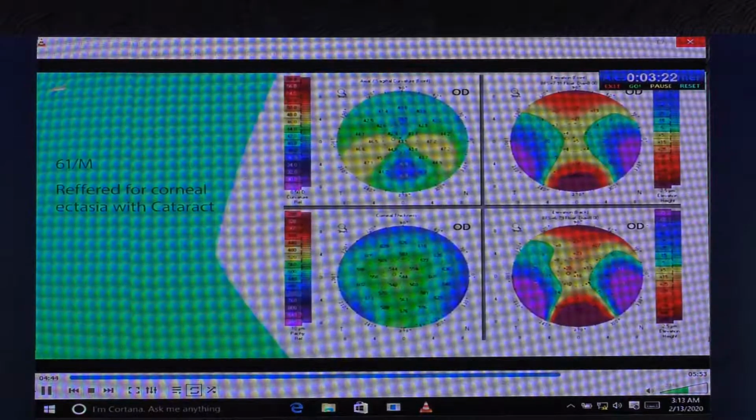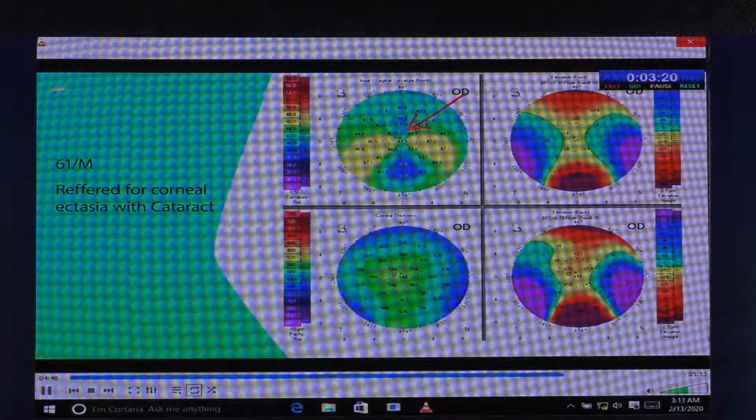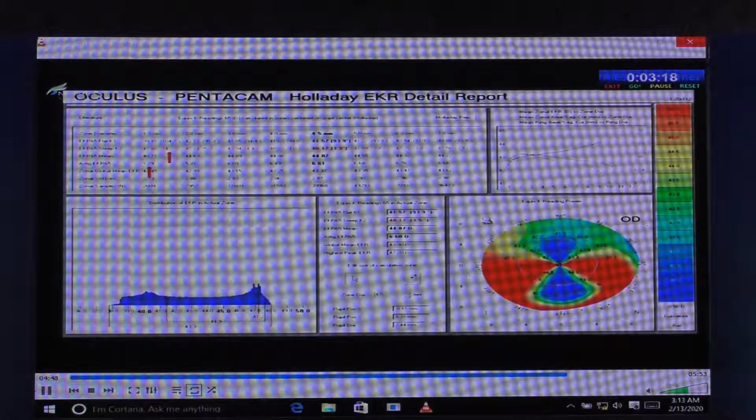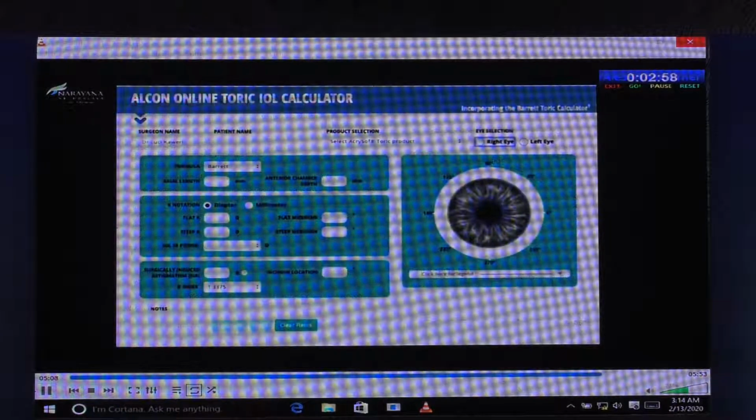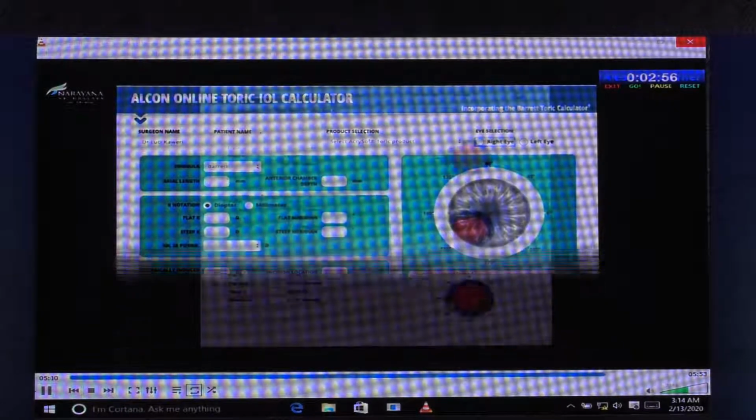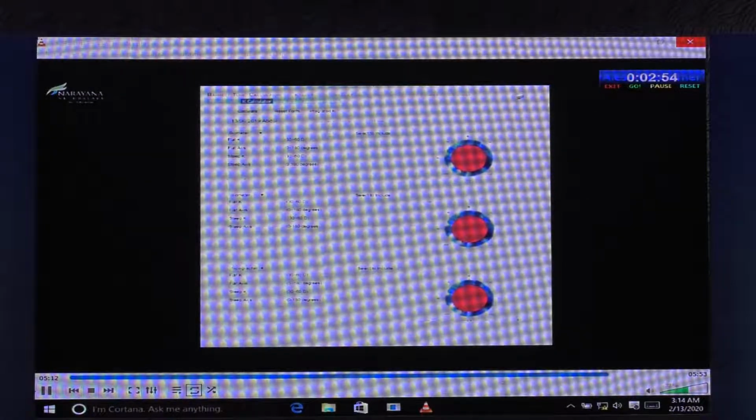Our next case is that of a pellucid marginal degeneration. In this case, the histogram is like a broad plateau, but if you see the axis in each zone, it is the same everywhere and even the astigmatism value is in the range of 5 to 6 diopters. This case can be considered for toric IOL implantation using company-based calculators and keratometry reading from the 4 mm zone.